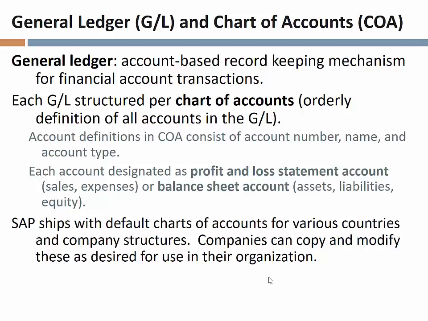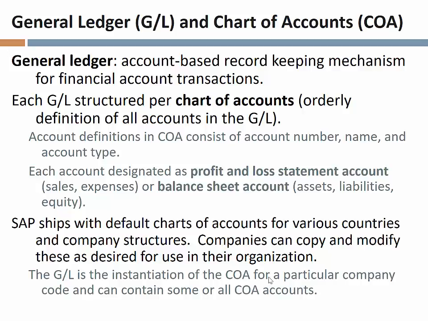Okay, so as we just looked at, SAP ships with default charts of accounts for various countries and company structures. And so it is very, very common for a company to copy and then modify these as desired for use in their organization. So kind of the last statement I would make about this is the general ledger is the instantiation of the chart of accounts for a particular company code.